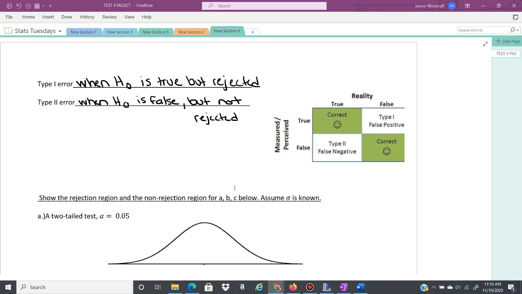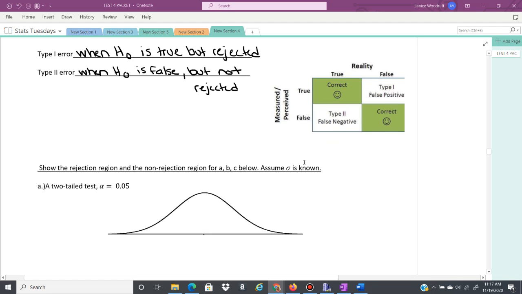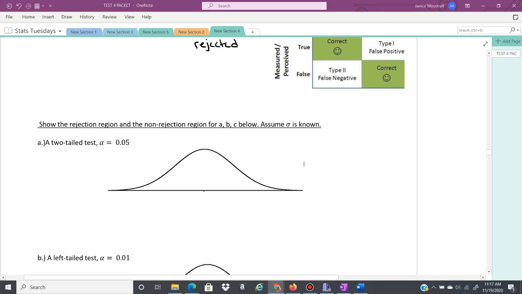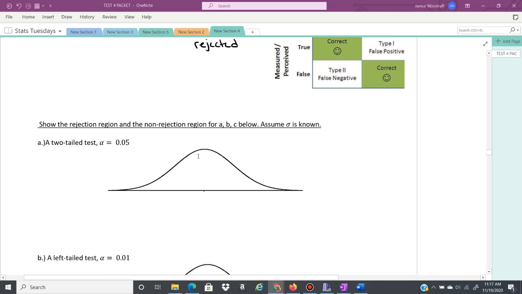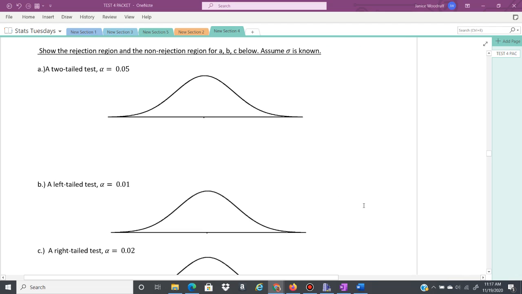Okay. And then this is your little chart here. So let's look at this again. So your rejection regions and non-rejection regions. That has to do with our alpha, which is our significance level. So again, a two-tailed test, this is what we just did in our previous example. You have 0.05, you are going to divide that by 2, and you're going to put 0.025 on either side of your normal distribution curve.